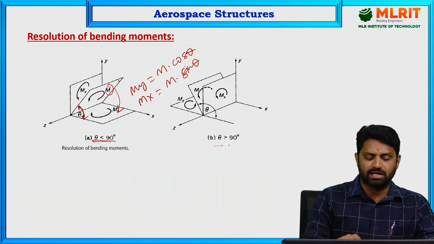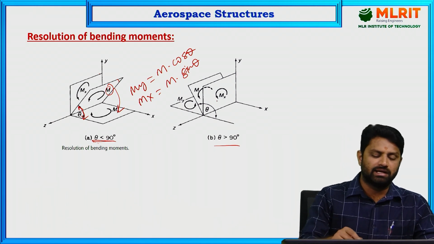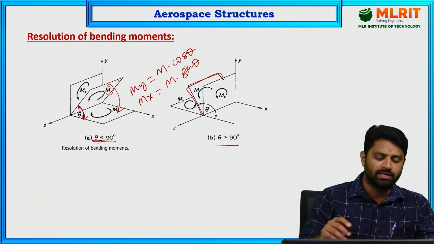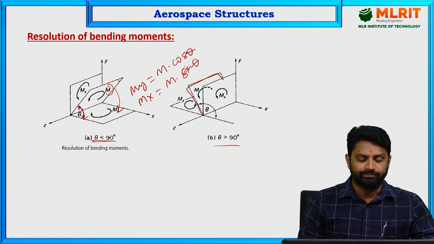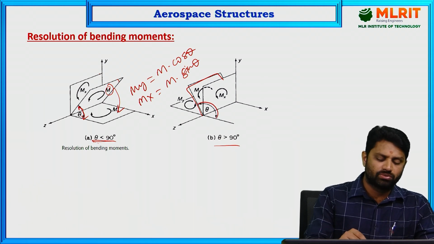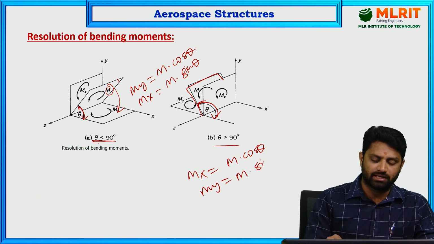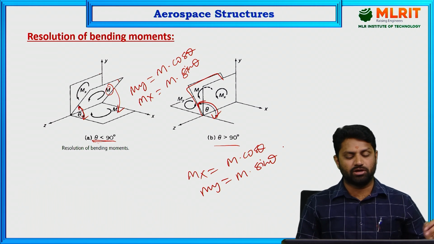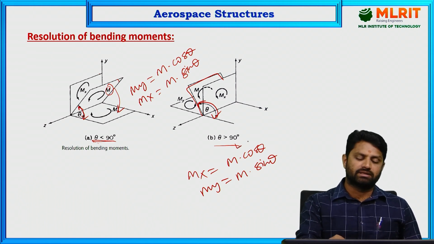Second case, the angle which is greater than 90 degrees, that is between 90 and 180. If you apply bending moment M, it is going to give two components, one parallel to the x-axis and one parallel to the y-axis. The component parallel to the x-axis, Mx, equals M cos theta, and My equals M sine theta. So these are the moment components when the moment is applied at an angle somewhere between 0 and 90 degrees, and somewhere between 90 and 180 degrees.